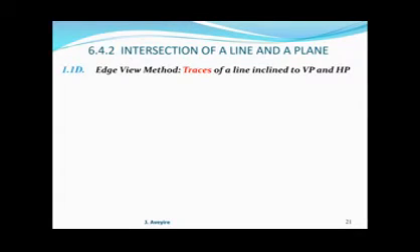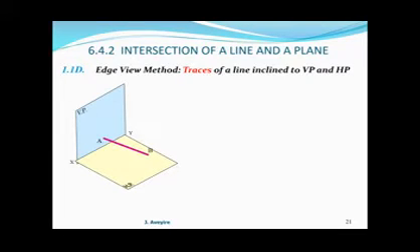Trace of a line inclined to VP and HP. Here we have our two planes, XY. Then we have our line AB, which is inclined to the two. For our front view, we project, and we have FV, meaning our front image on the VP. The angle formed by FV and XY is alpha.